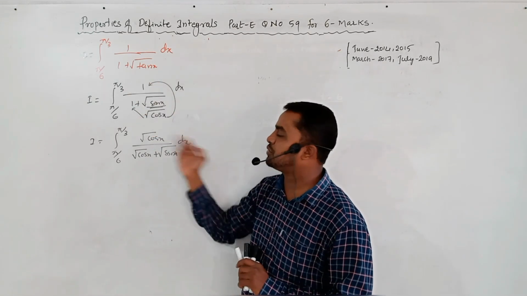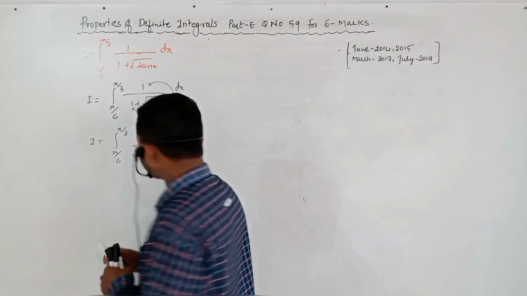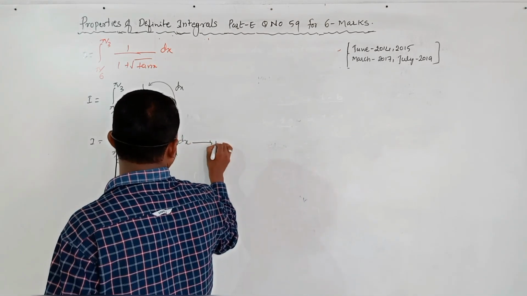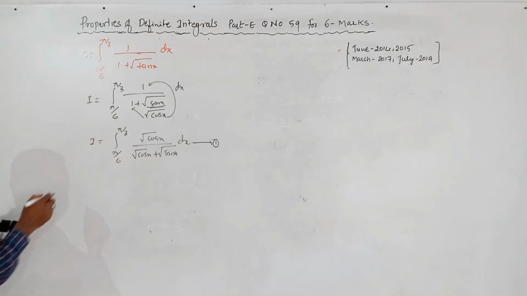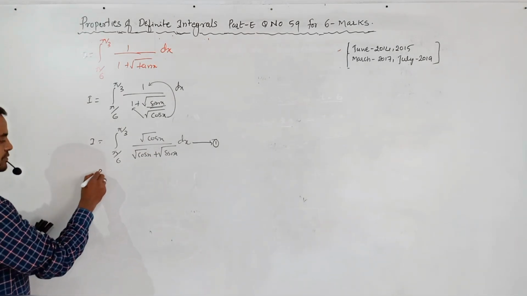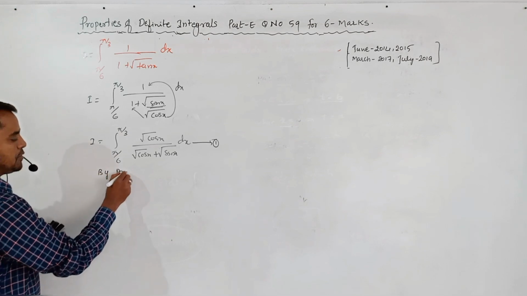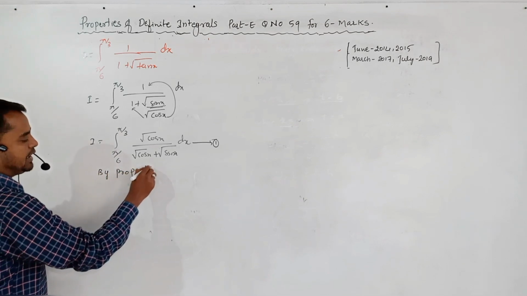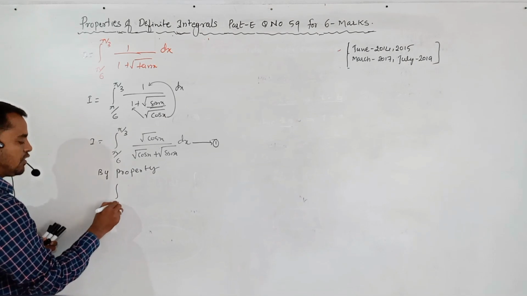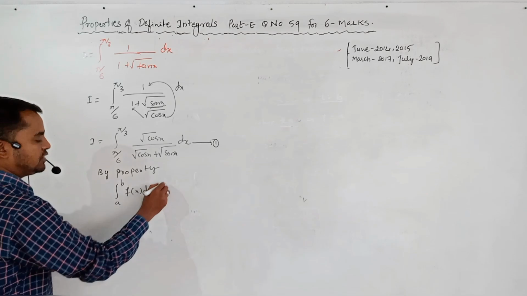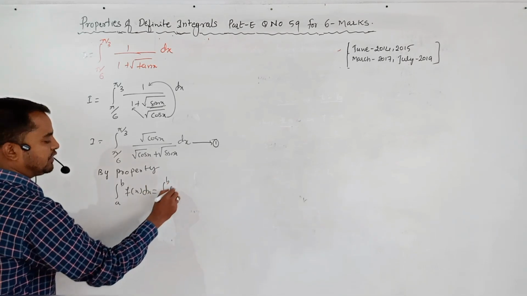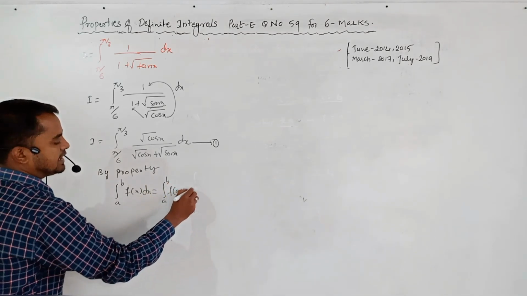1 into root cos x is root cos x. Yes. Call this equation 1. By the property, integration of a to b f of x dx is equal to integration of a to b f of a plus b minus x dx.